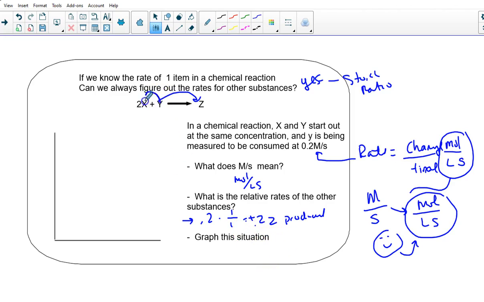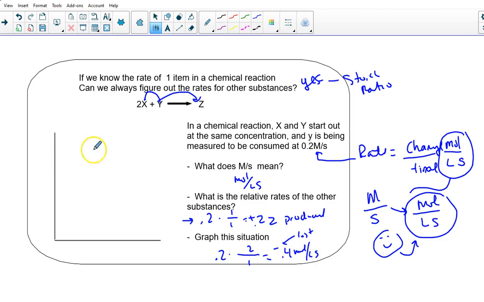And what's the rate at which X is being consumed? Well, it's 0.2 at a 1-to-2 ratio is 0.4, and we might indicate this as a negative, meaning that it's being lost. Okay, and that's moles per liter per second. So take a moment, pause it, try out the graph.